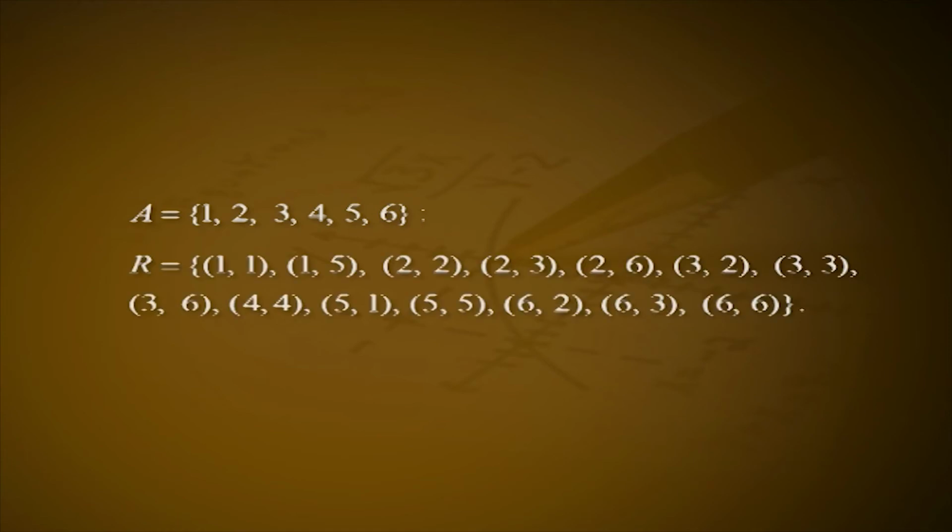Example 16. Let R be the following equivalence relation on the set A consisting of 1, 2, 3, 4, 5 and 6, and R is the set of all ordered pairs (1,1), (1,5), (2,2), (2,3), (2,6), (3,2), (3,3), (3,6), (4,4), (5,1), (5,5), (6,2), (6,3) and (6,6). Find the partition of A induced by R, that is, find the equivalence classes of R.